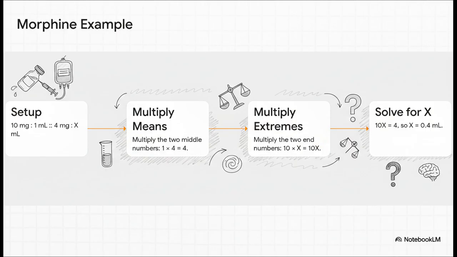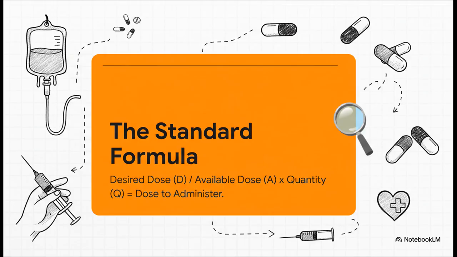Then you just multiply the 2 middle numbers and the 2 outer numbers. That gives you 10x equals 4. Do a tiny bit of algebra, and you get your answer. X equals 0.4 milliliters.